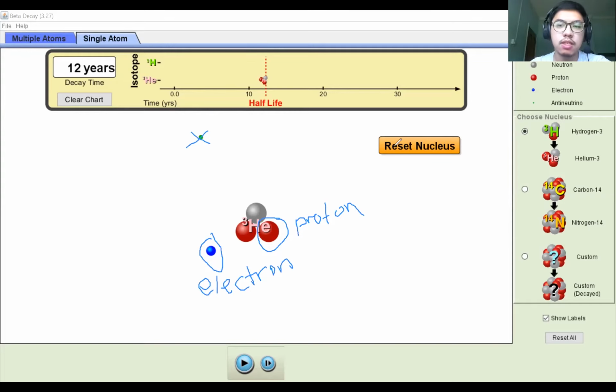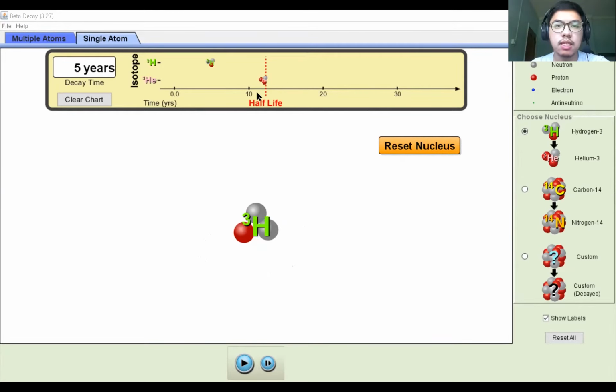Okay, so let's look at that again and see what happens during beta decay. Let's look at that again, but this time pay attention to this particle here. And then it should decay soon. There we go. Okay, it turned from gray to red. In other words, from neutron to proton and electron, but the electron is ejected outwards. So that is what happens inside the nucleus during a beta decay.